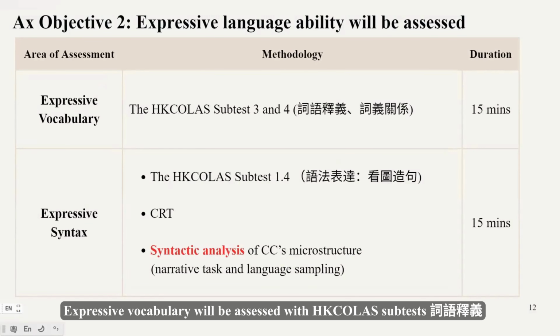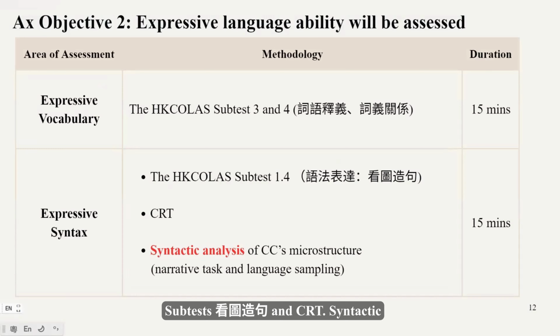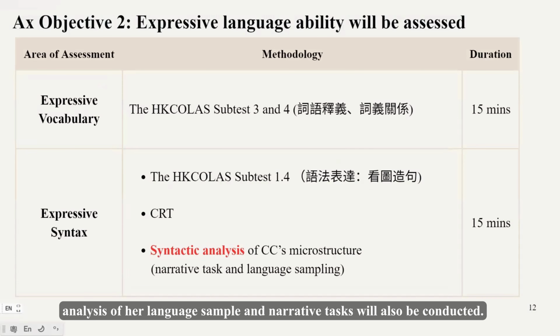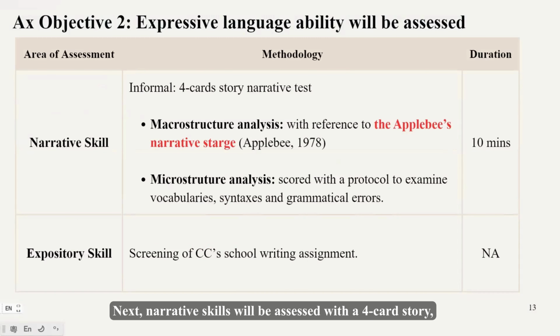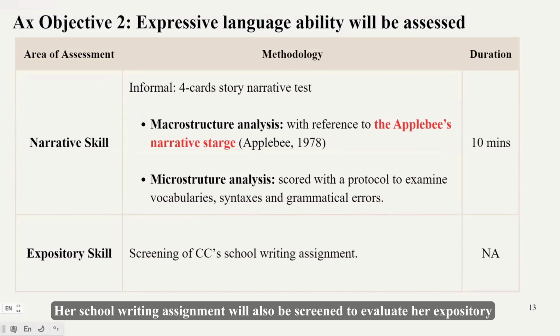Expressive vocabulary will be assessed with Hong Kong COLAS subtest 詞語釋義 and 詞義關係. Expressive syntax will be assessed with COLAS subtest 看圖造句 and CLT. Syntactic analysis of a language sample and narrative tasks will also be conducted. Next, narrative skills will be assessed with a forecast story, in which the macrostructure will be analyzed with reference to the Applebee's narrative stages, and the microstructure will be scored with a protocol. Her school writing assignment will also be screened to evaluate her expository skills.